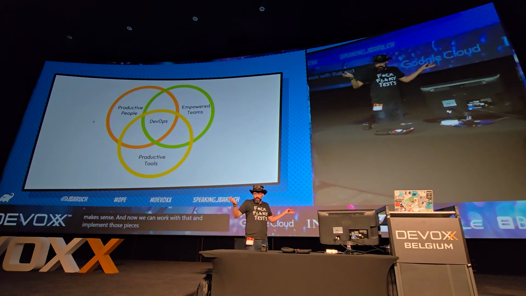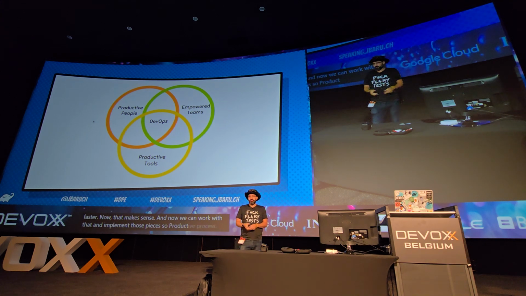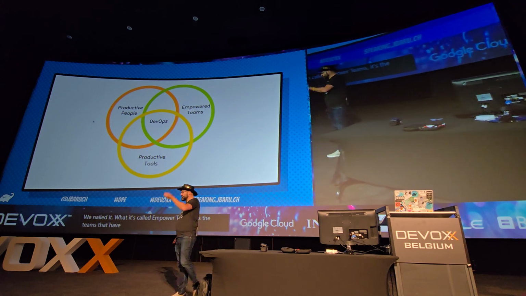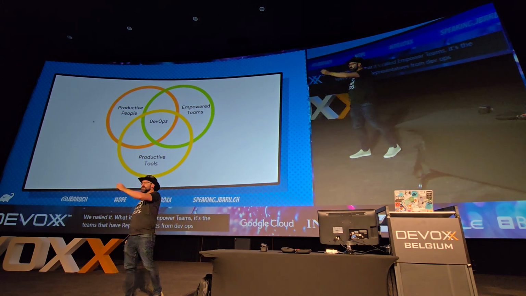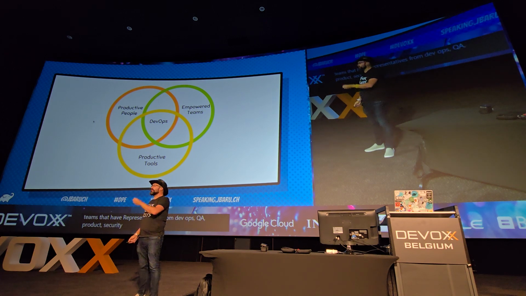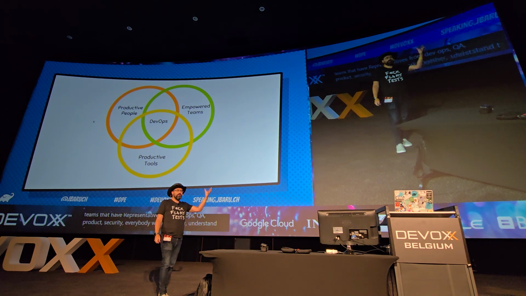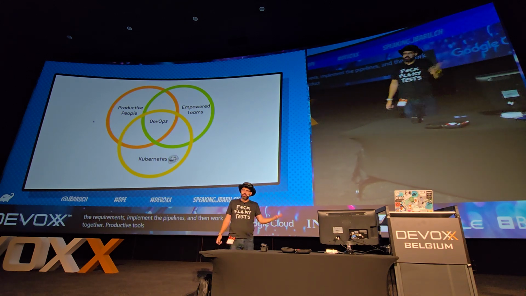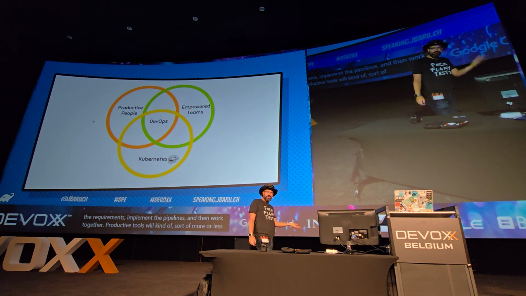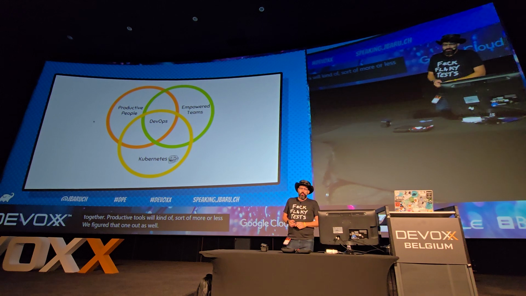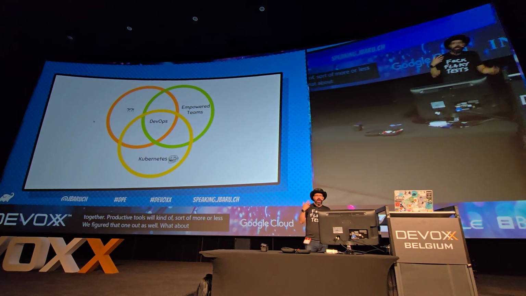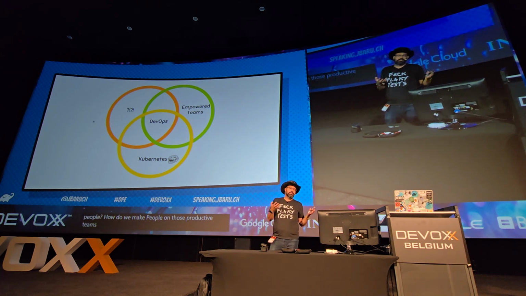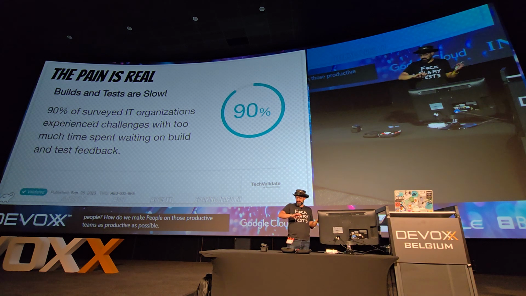So, productive process, we nailed it. What it's called, empowered teams: teams that have representatives from Dev, Ops, QA, Product, Security. Everybody works together, understands the requirements, implements the pipelines, and then works together. Productive tools, well, kinda, sorta, more or less, we figured that one out as well. What about productive people? How do we make people on those productive teams as productive as possible? The pain is real.